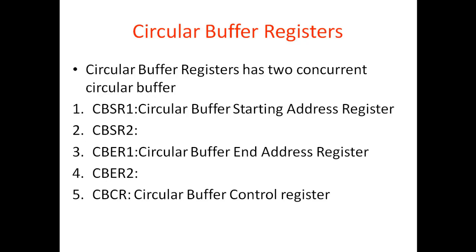Circular buffer registers. It has 5 registers, as there are 2 concurrent circular buffers: CBSR1, CBSR2, CBER1, CBER2, CBCR.